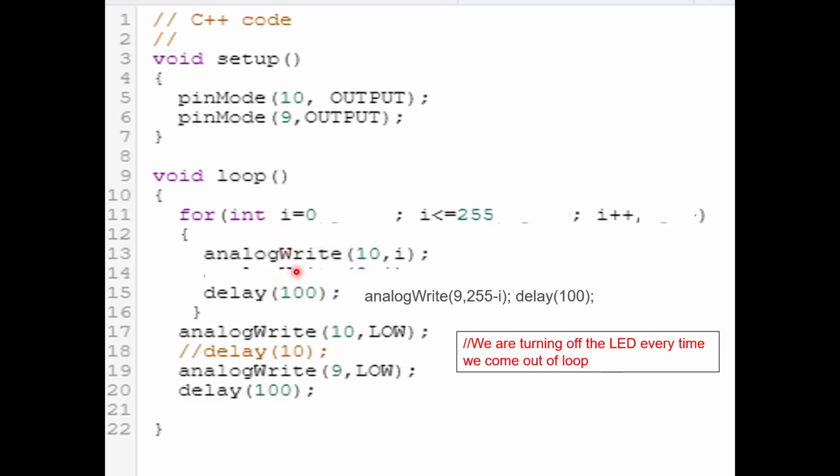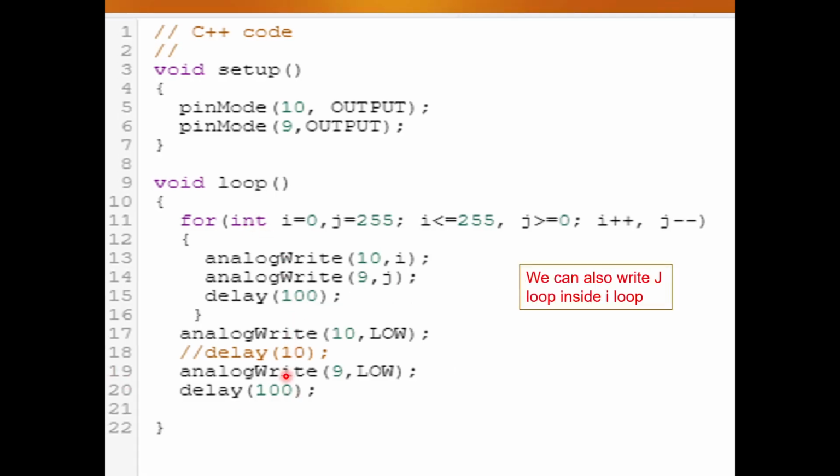In this loop, what's happening is the red turns on from 0 to 255, maximum brightness. And as soon as the red reaches maximum, the other reaches minimum. Once one cycle is completed, both bulbs will switch off for 100 milliseconds. Then again it will repeat. So now let's see.